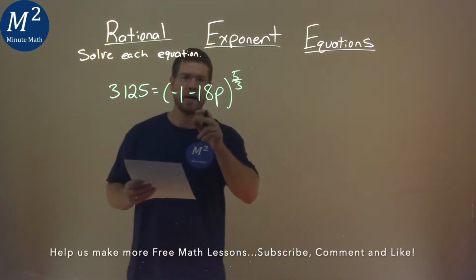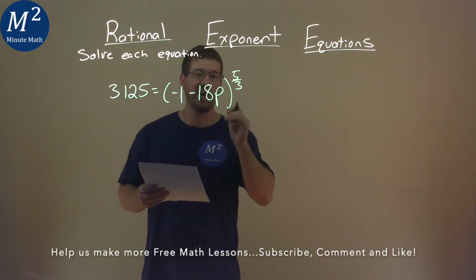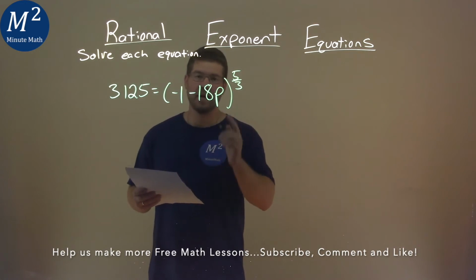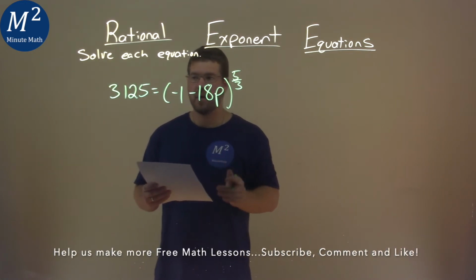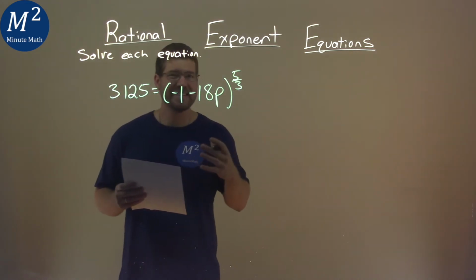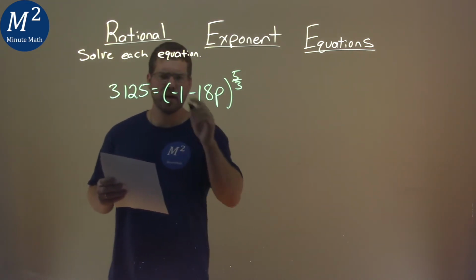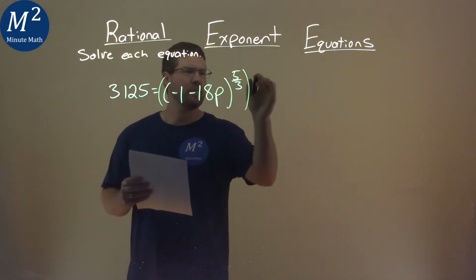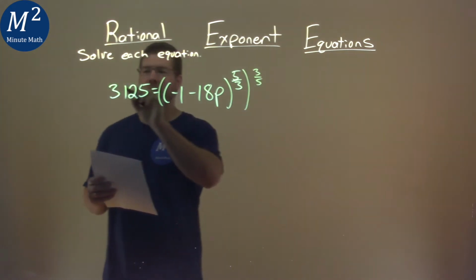3,125 equals negative 1 minus 18p, all to the 5/3 power. I'm going to solve this equation. Well, what I want to do first here is I have a 5/3 power, and I need to get rid of that exponent. So I'm going to raise both sides to the 3/5 power, and make sure it's to both sides.